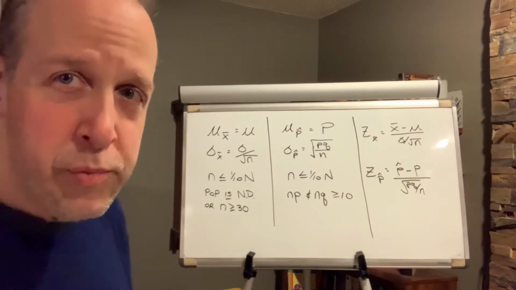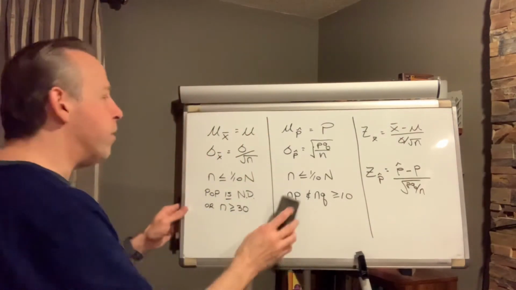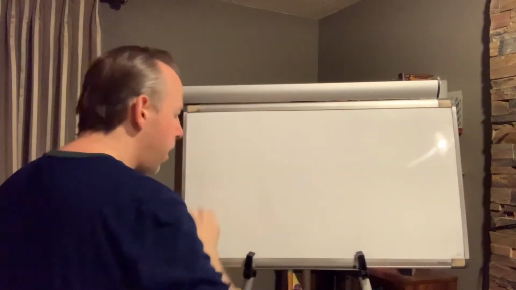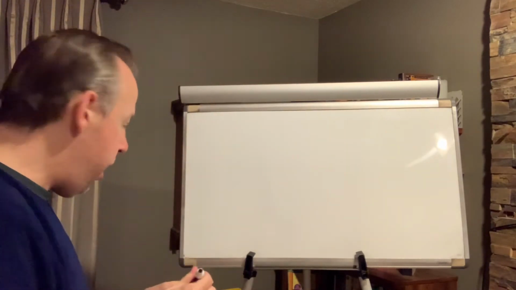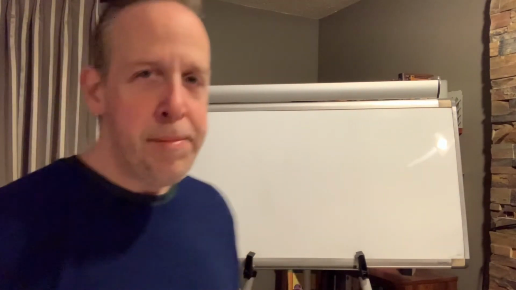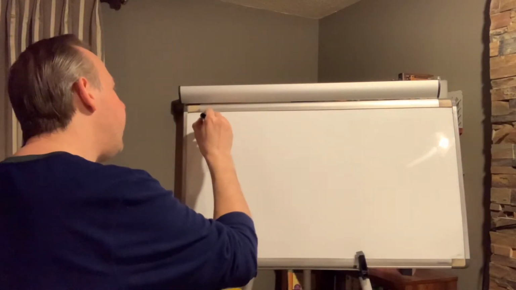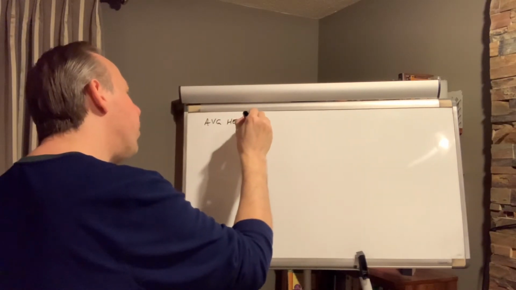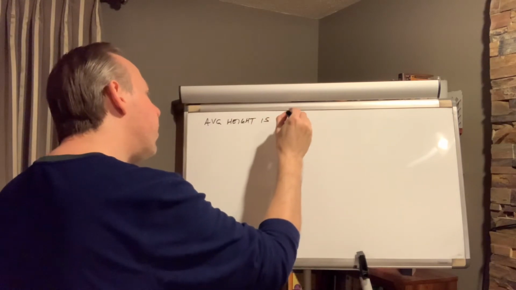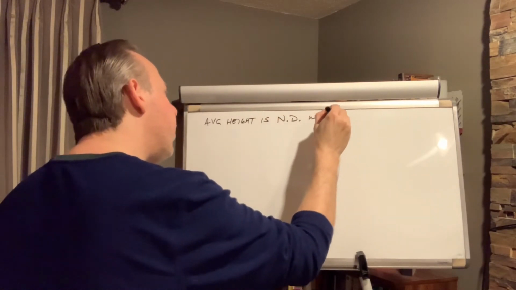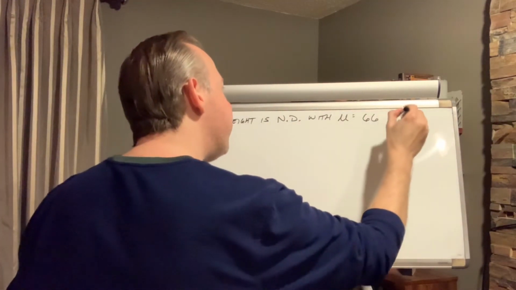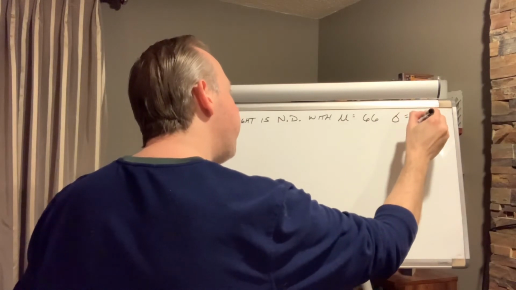Let's do an example. So I'm going to erase what I got. Obviously, you can always rewind and pause if you want to take those notes. Always a good idea. Here's my example and a comparison of what we're really trying to do. Let's just say that average height is normally distributed with a mean of, let's say, 66 inches and a standard deviation of 4 inches.